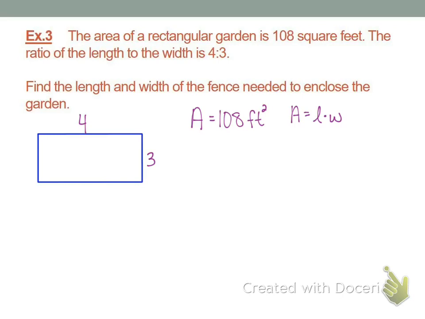For example, what would be in the same ratio is if I were to have a length and a width of 8 feet and anybody know what the other one would be? 6 feet. If I multiplied them both by 2, I would be in the same ratio. 8/6 reduces to 4/3, but is that going to work? No, because 8 times 6, again, does not equal 108, so it doesn't work again.